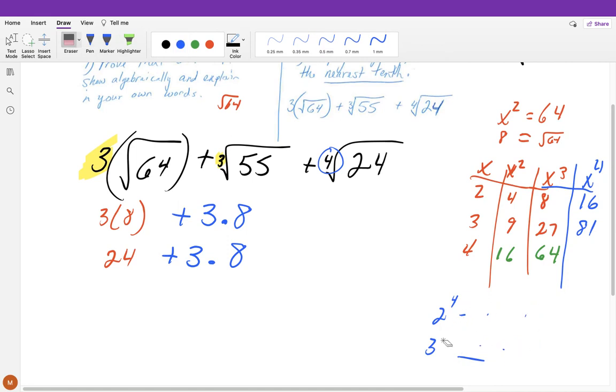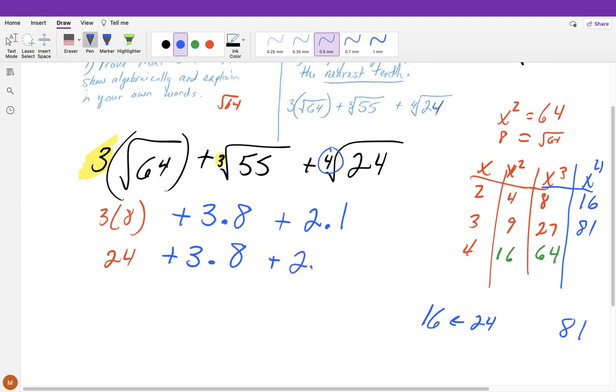So once again, as for the other one, I gave these ones specifically to where it should have been a little close for you to be able to just make a quick approximation. So 24 is between 16 and 81, and it's a lot closer to 16. So maybe I would say 2.1 maybe, or 2.2, somewhere around there. But I'm just going to say 2.1 because it's a lot closer to 16 than it is to 81.